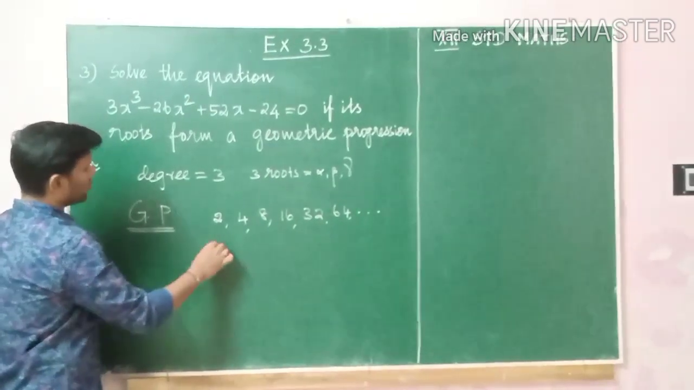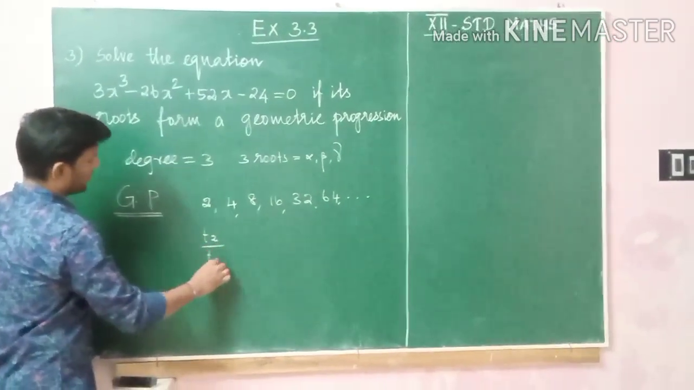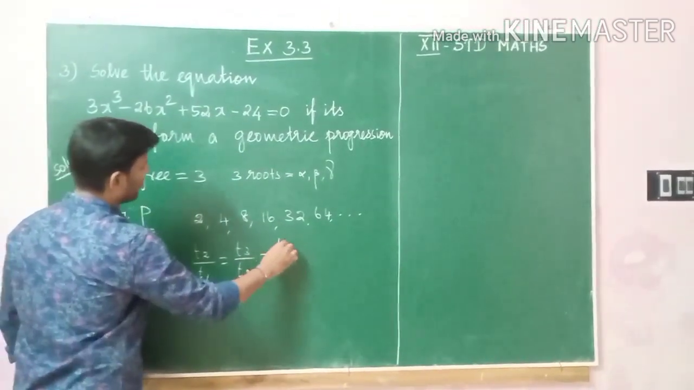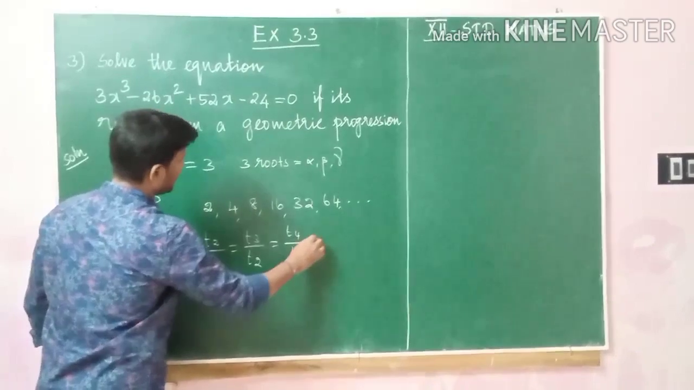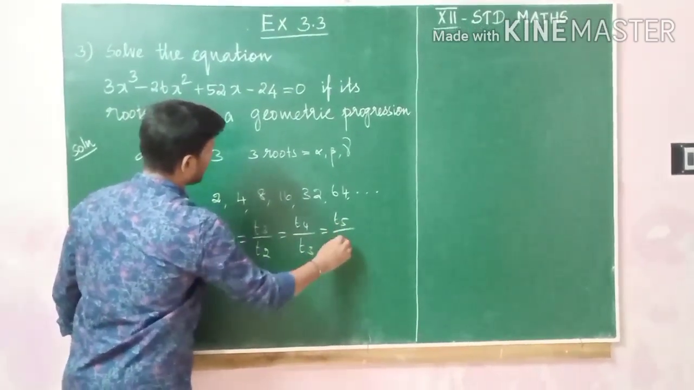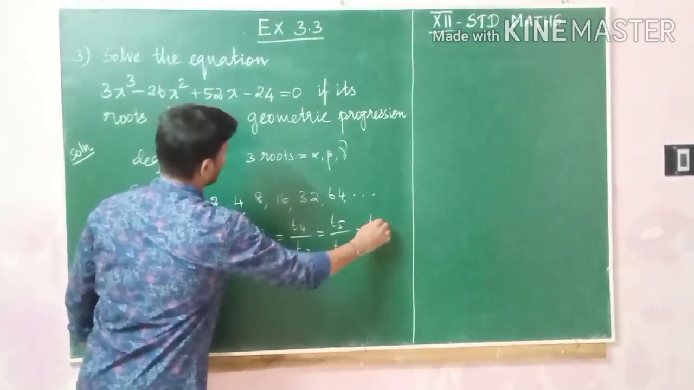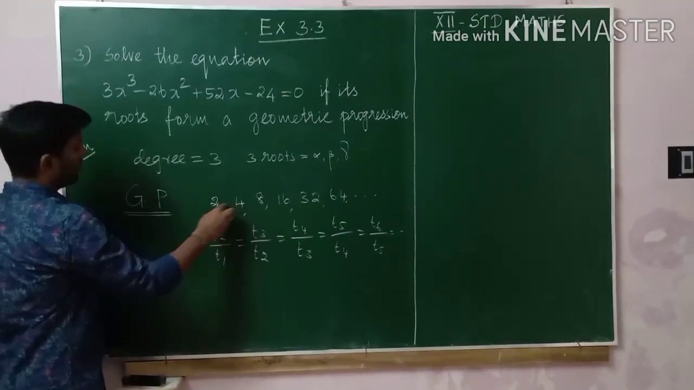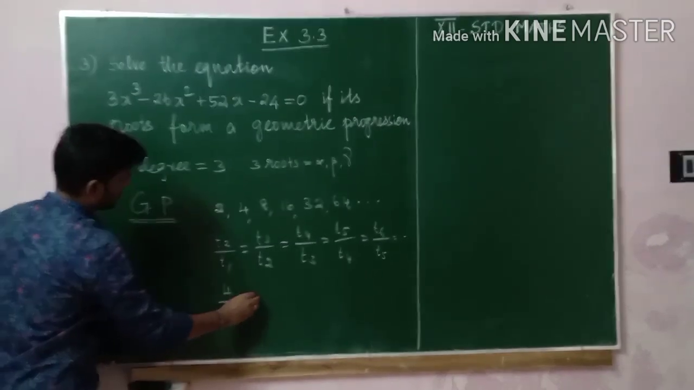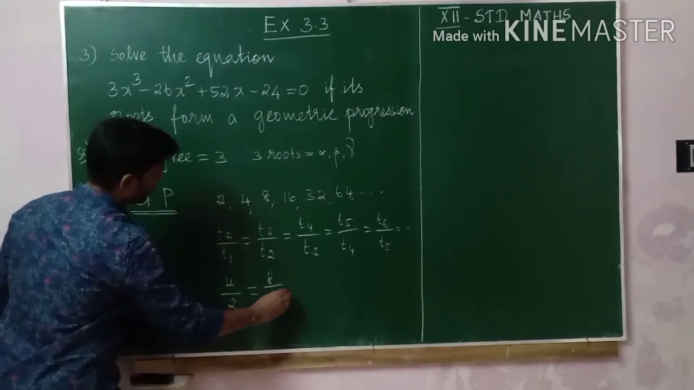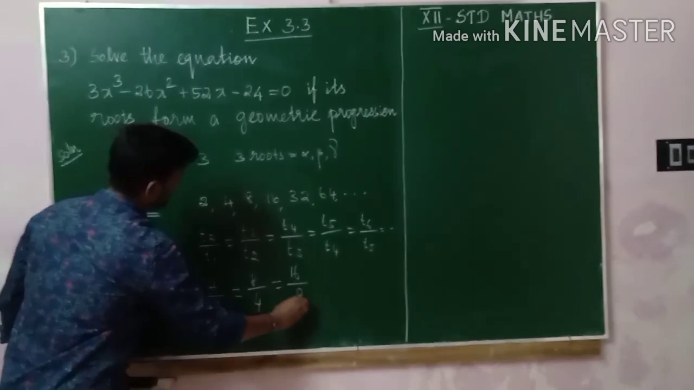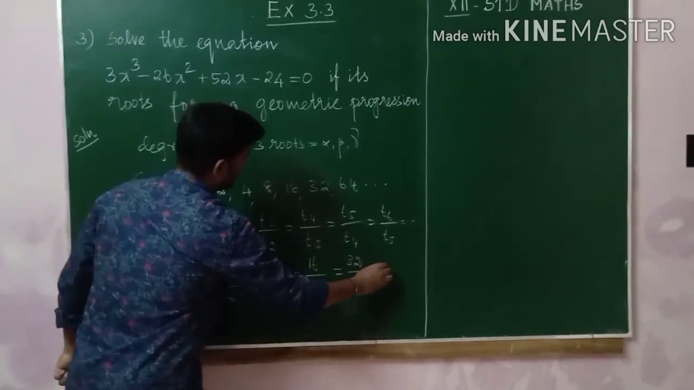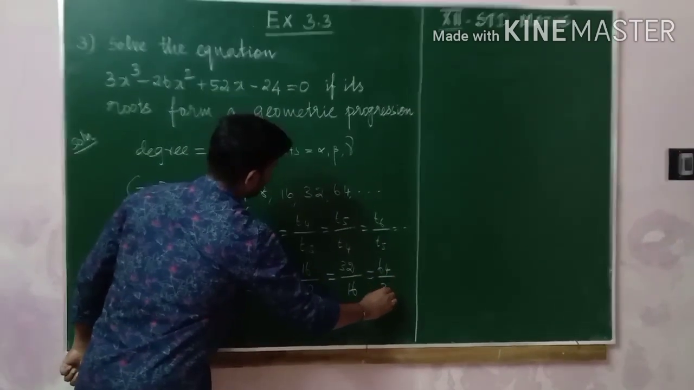So what is the common ratio? T2 by T1 is equal to T3 by T2 is equal to T4 by T3 is equal to T5 by T4 is equal to T6 by T5 and so on. See that here 4 by 2 equals 8 by 4 equals 16 by 8 equals 32 by 16 equals 64 by 32.